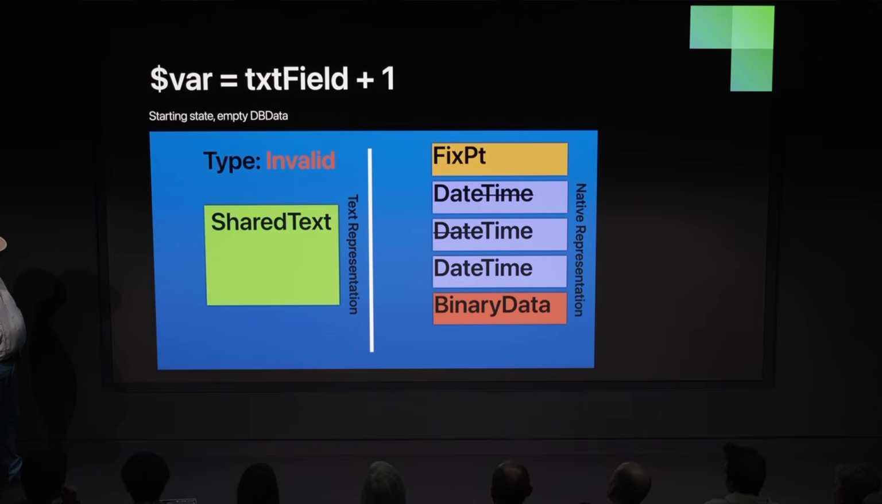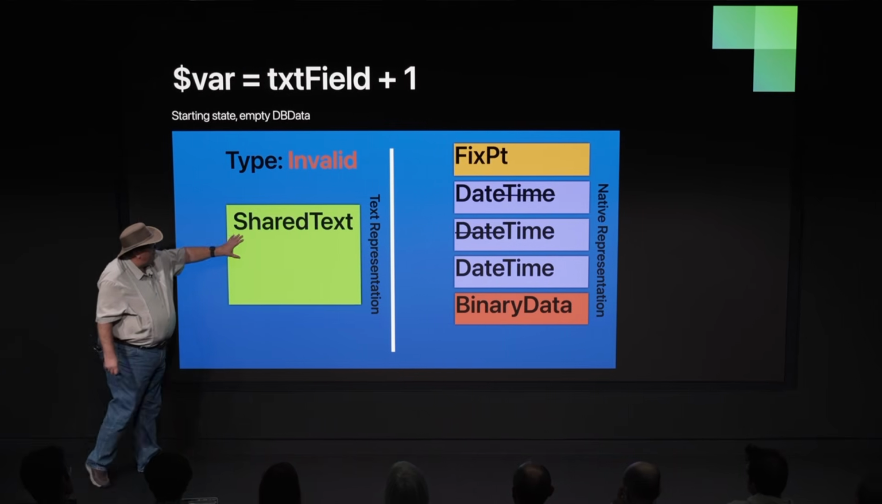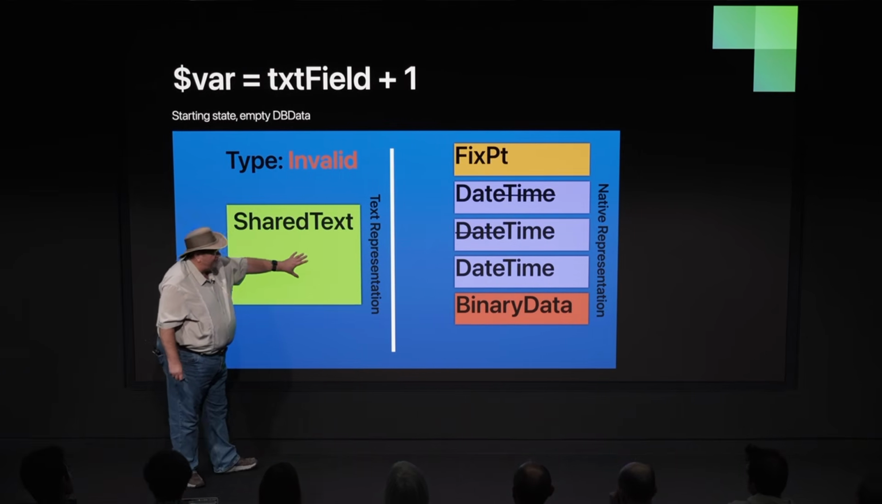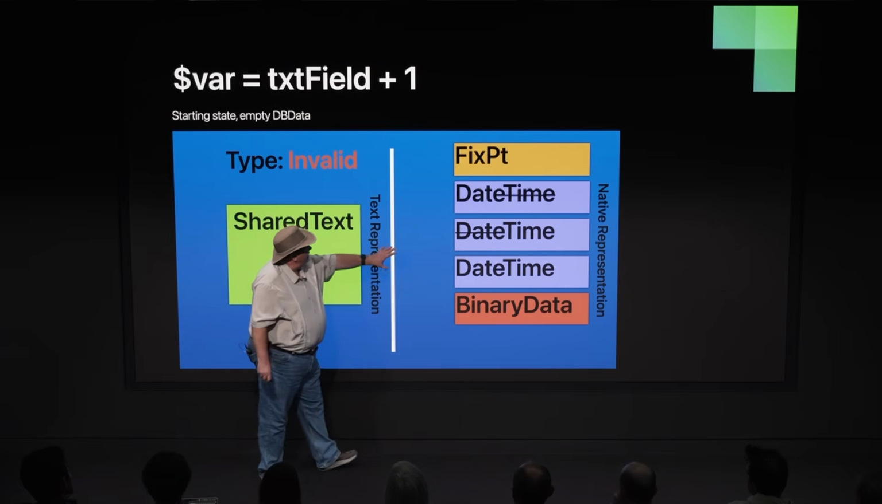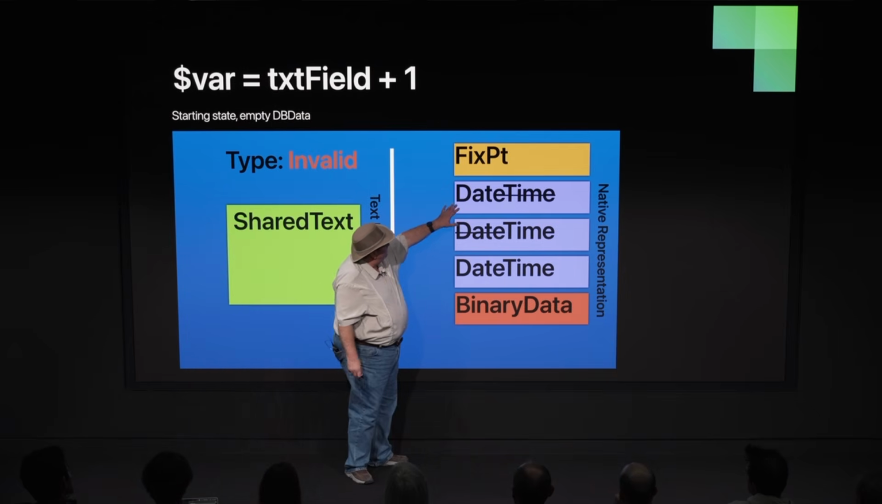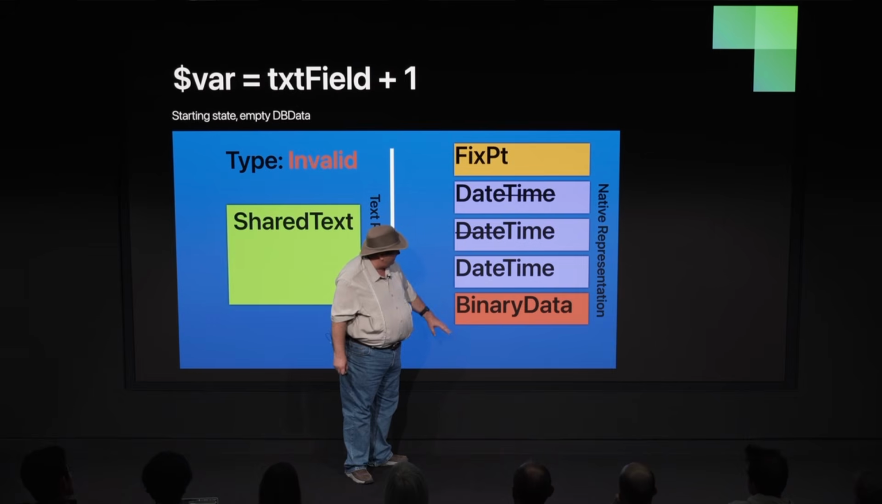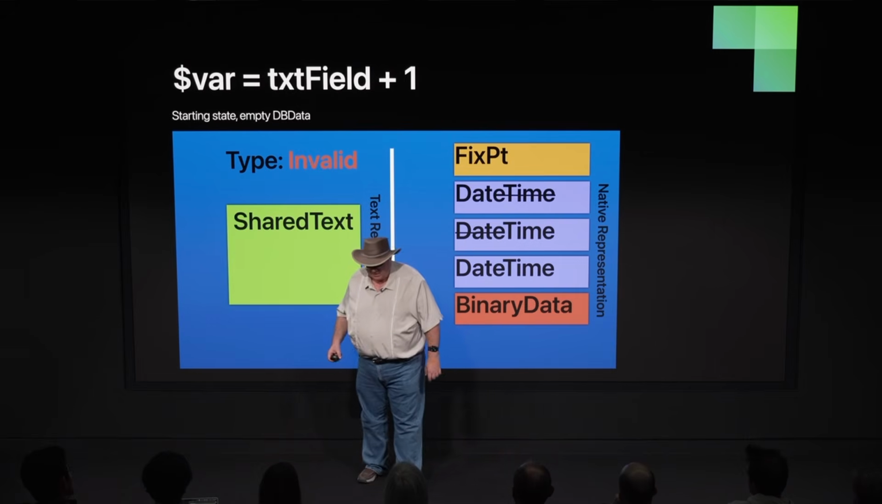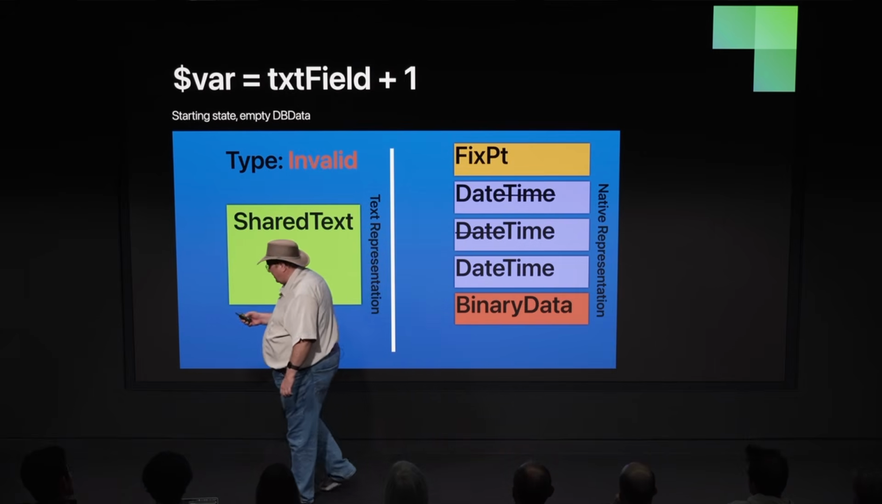But we're going to go down and look at more of what DB data is. If we start with the empty DB data, the type is invalid. There's a shared text object in there, which has no text in it. And you have a fixed point object, a datetime object that's just date, a datetime object that's used for time, one for datetime or timestamps, and the binary object that knows how to handle containers.